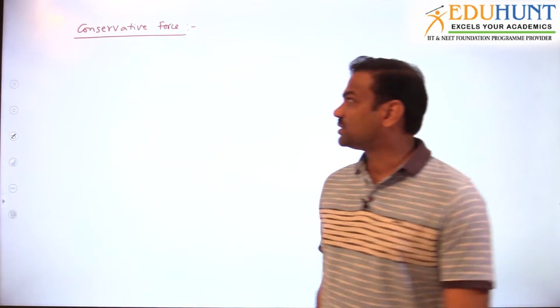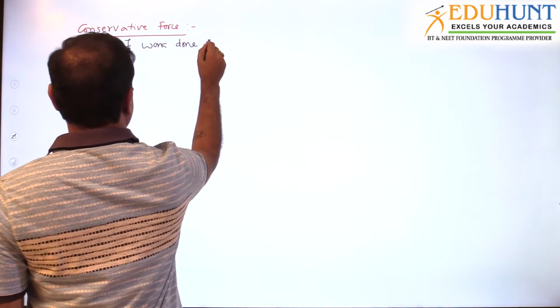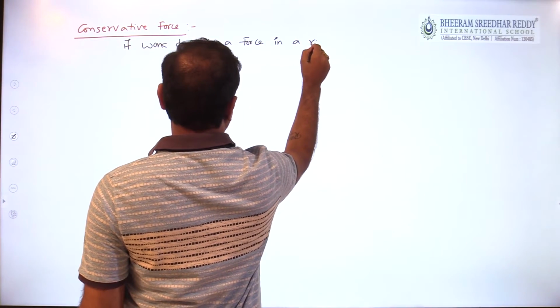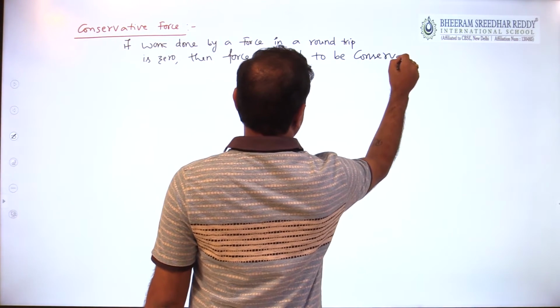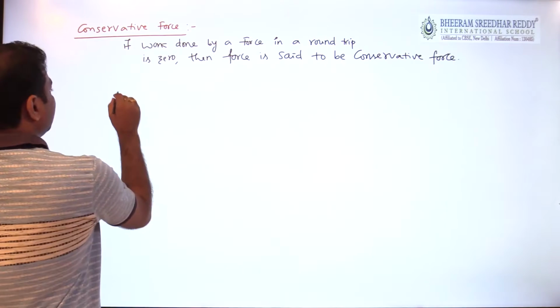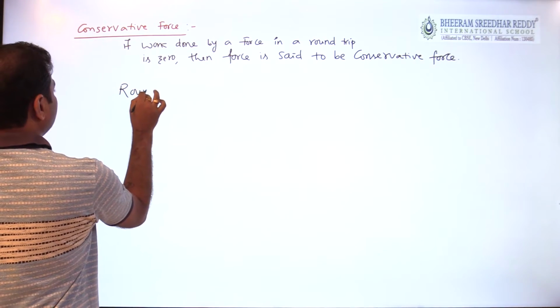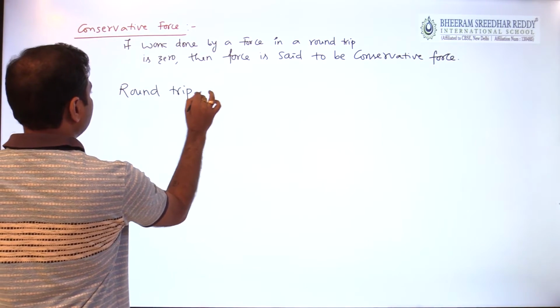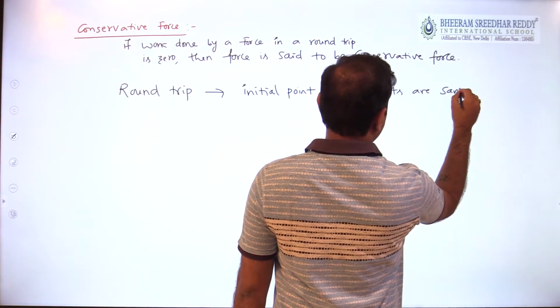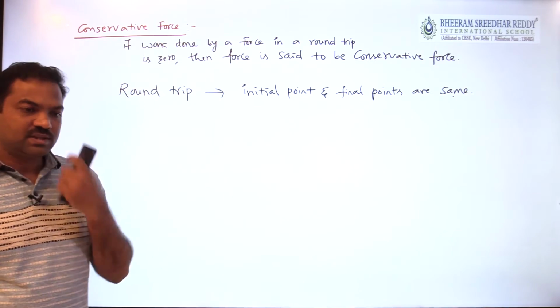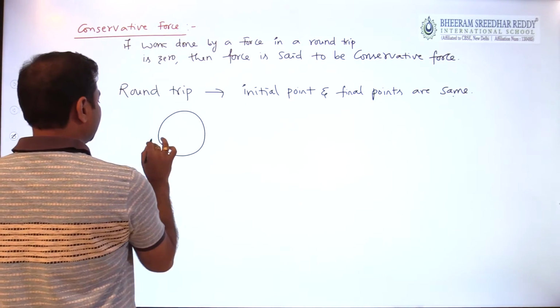So what is the conservative force? Conservative force means if work done by a force in a round trip is 0, then the force is said to be a conservative force. So when we say that this is a conservative force, what is the meaning of round trip? Round trip stands for initial and final points are the same, meaning wherever you start, you have to come back to the same point. That's called a round trip. You can follow any path coming back to the same point.